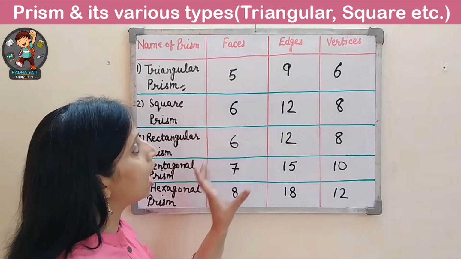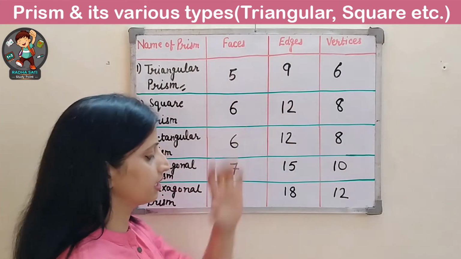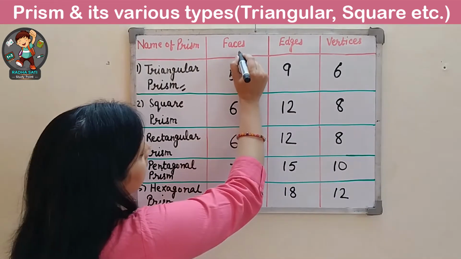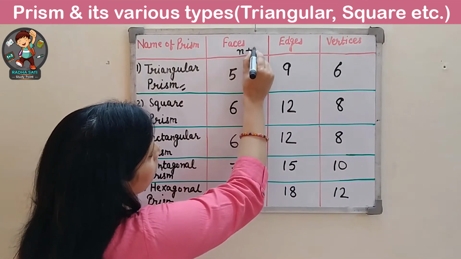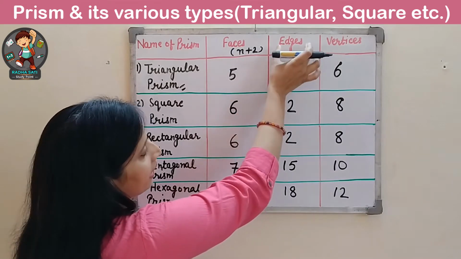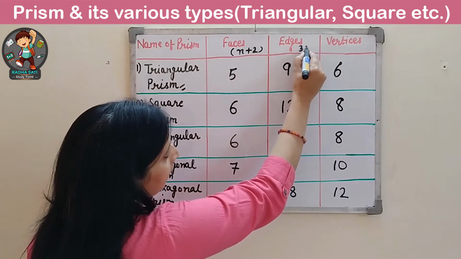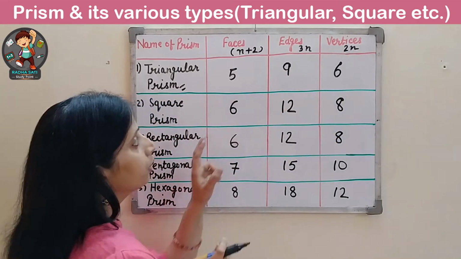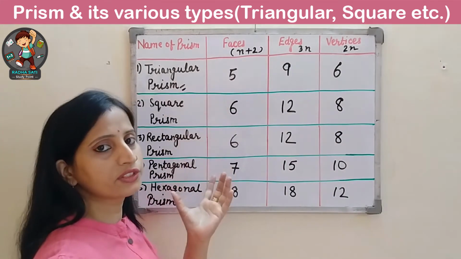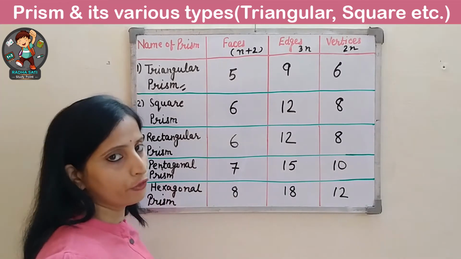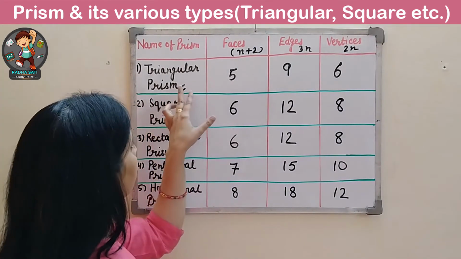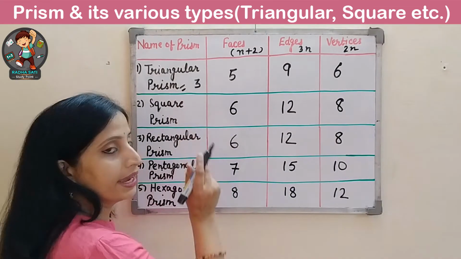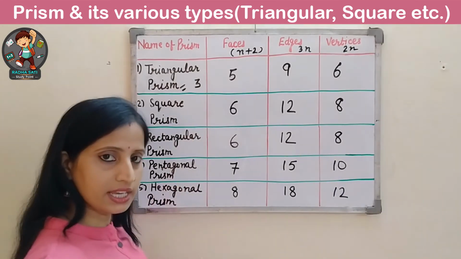So we can also count these faces, edges and vertices by using a simple formula. Faces will always be n plus 2, edges will be 3n and vertices will be 2n, where n is the number of sides on the base of a prism. Like in a triangular prism, there will be 3 sides on the base. A triangle has 3 sides.